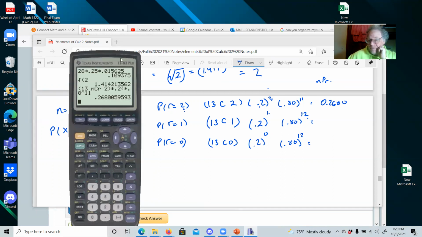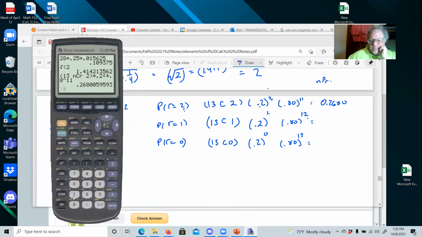Next, we have to add these up. Okay, so we're going to say 13. Oops, we're going to put parentheses in. 13, right? Math, all the way over to where it says PRB, down to nCr, enter, 1. It's going to be 13, by the way, times 0.2. Do we need an exponent here, or is it just raised to the 1 already? It's already raised to the 1. You don't need the exponent. It's not going to hurt anything if you put this in here like this, okay? But you also don't need it.